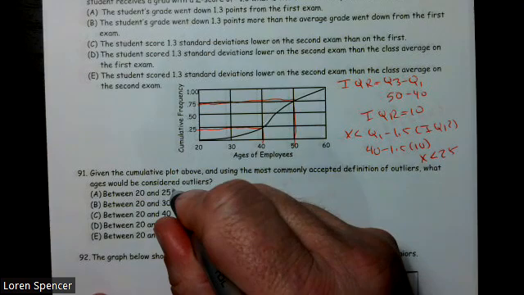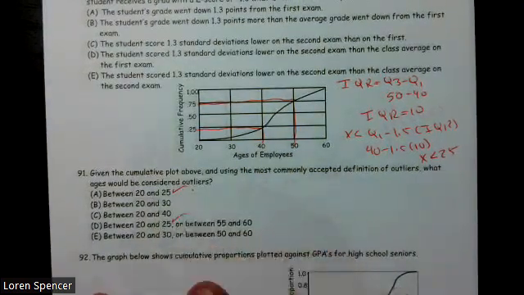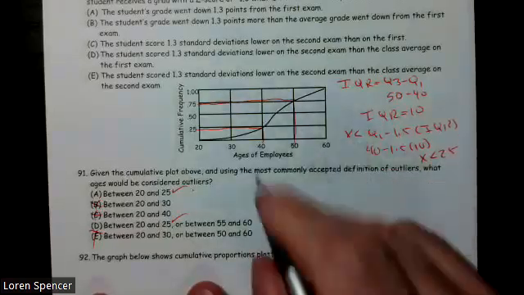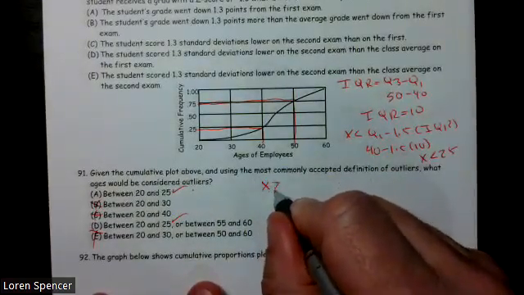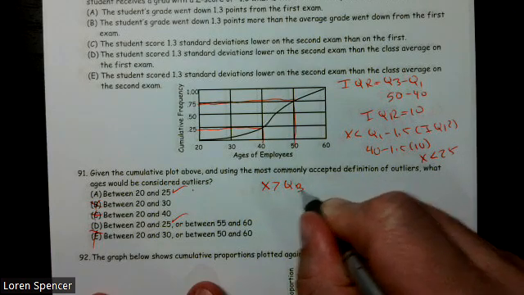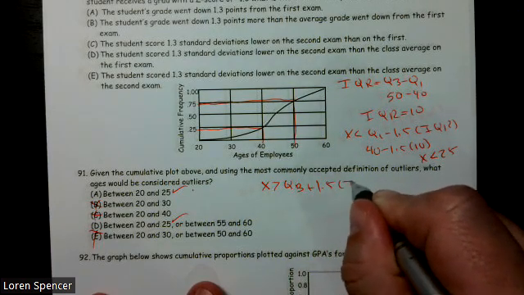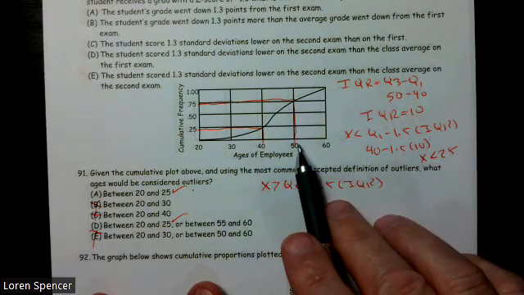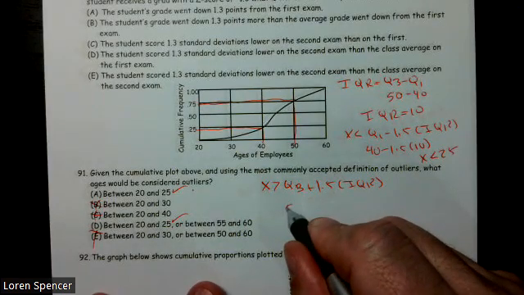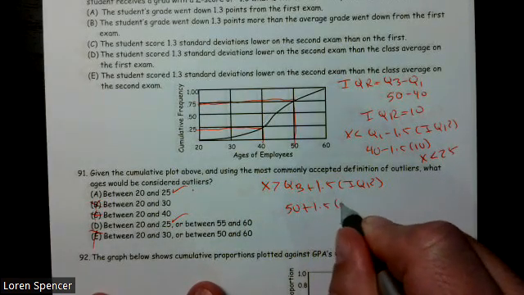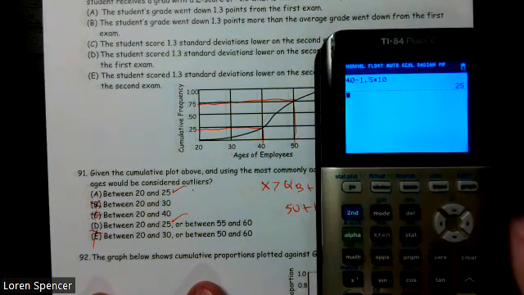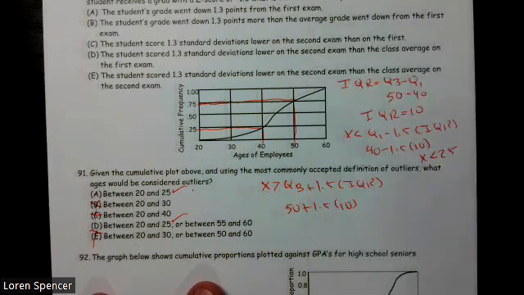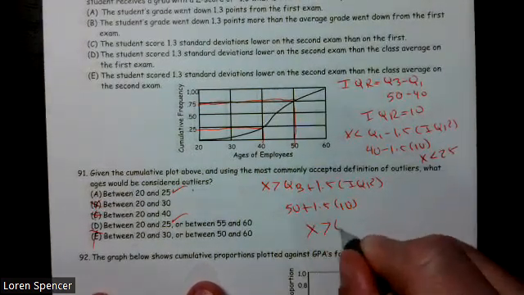So we know for sure that this could possibly be it, and we also have this. The rest of these are out. But I need to check the high side. So X greater than Q3 plus 1.5 IQR. Q3 happens to be 50. So 50 plus 1.5 times 10 gives us 65. So we need X greater than 65.